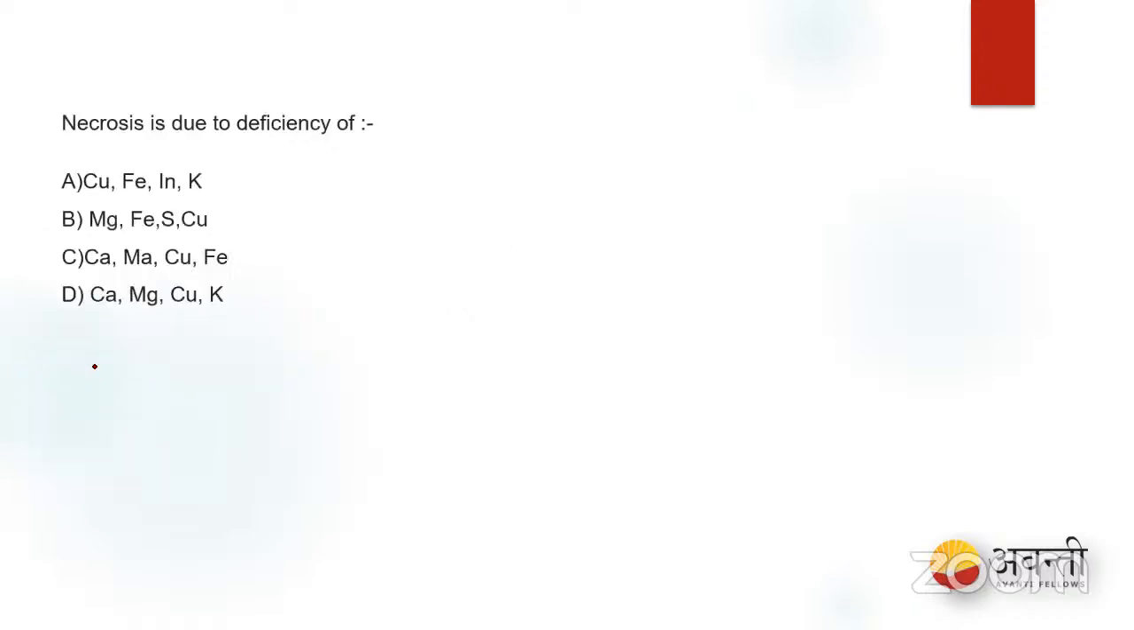Okay. Next one. Necrosis is due to the deficiency of copper, iron, and potassium, option A. Next one: magnesium, iron, sulfur, and copper. Next we have calcium, manganese, copper, and iron. Okay, I will relaunch the poll. So you can answer this question. You can take a minute.